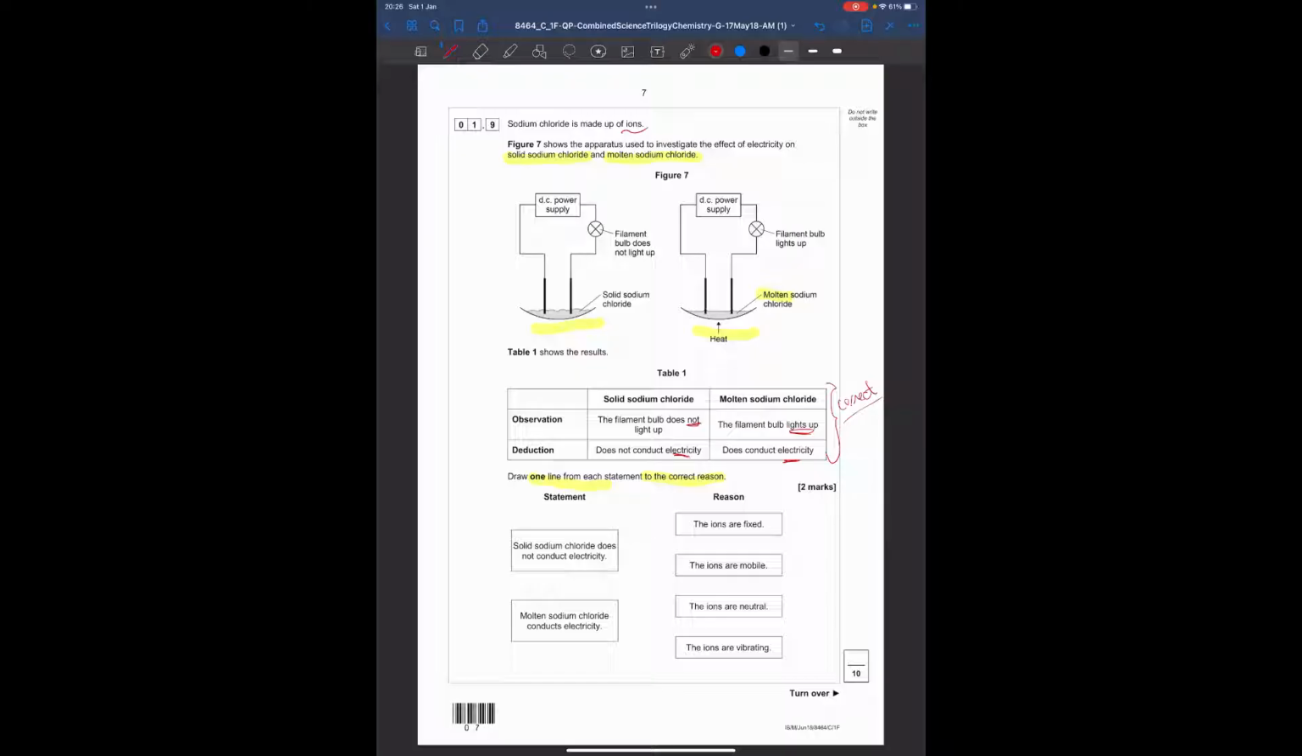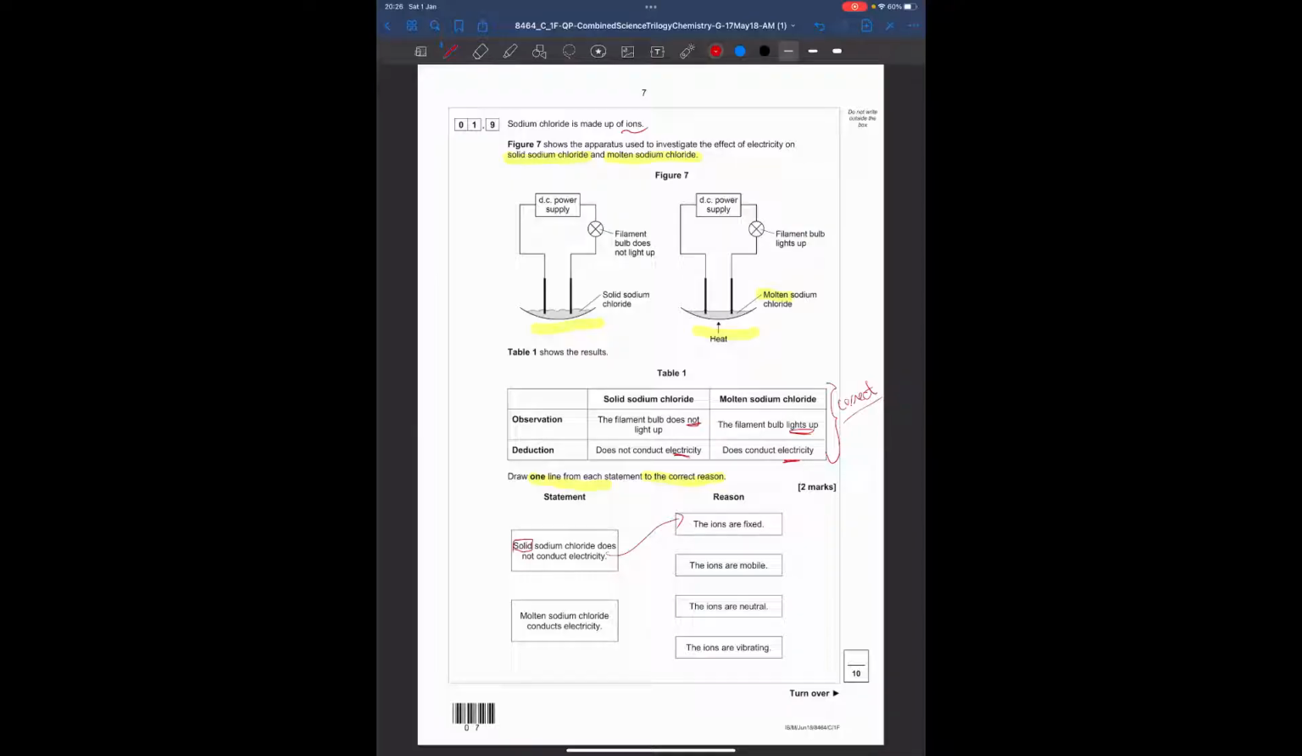Solid sodium chloride does not conduct electricity. Why is that? The ions are fixed, they are mobile, they are neutral, or they are vibrating. Well, you should know that if you've got a solid, the particles cannot move. So therefore, they are fixed in position. They can't move, and therefore they cannot carry the electricity.